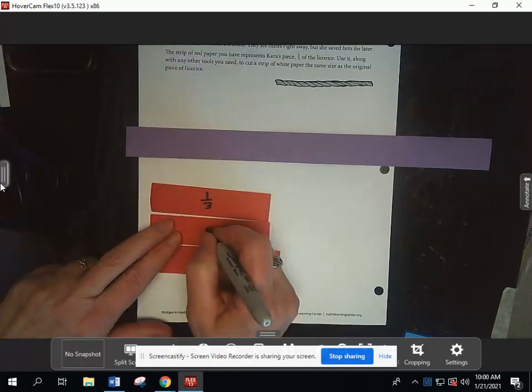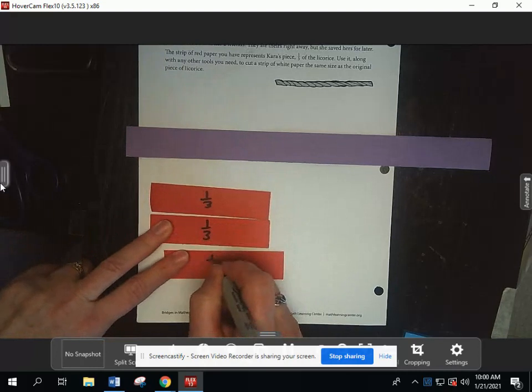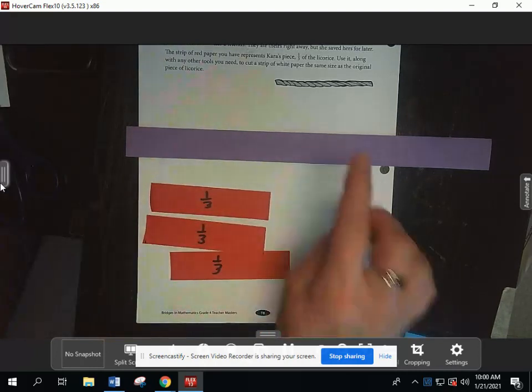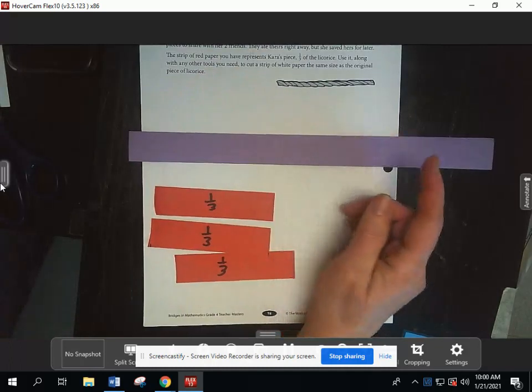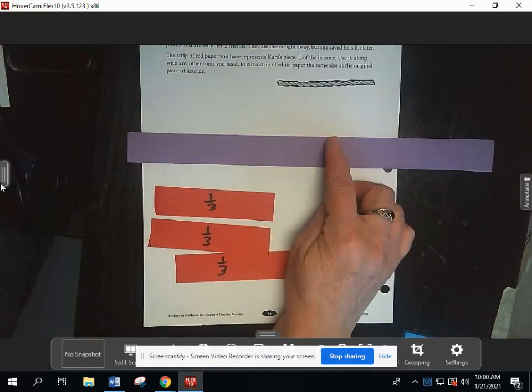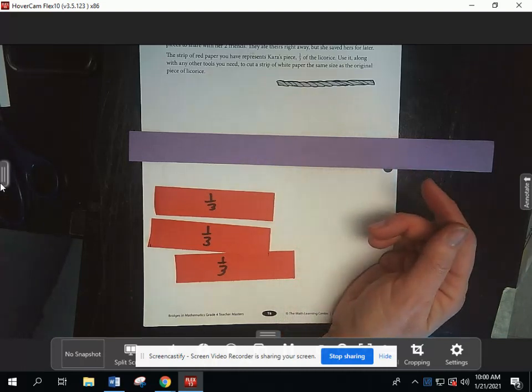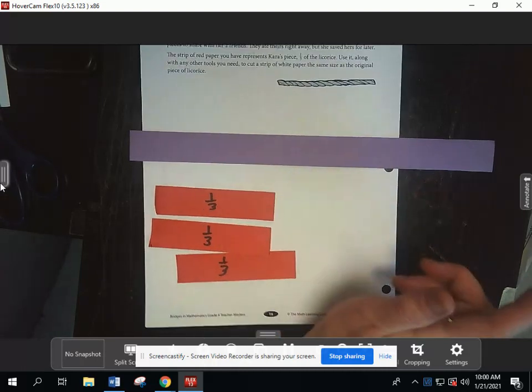1/3, 1/3, 1/3. We're going to make this one into sixths. How would we do that before I turn the camera off again? Yes, Phoenix. Okay, Phoenix says just simply cut 1/3 in half.